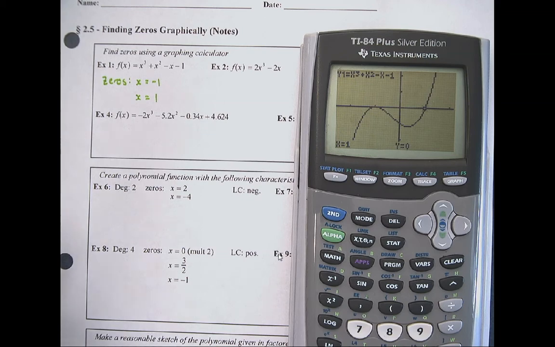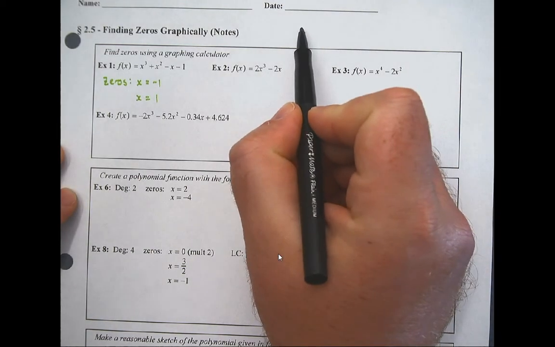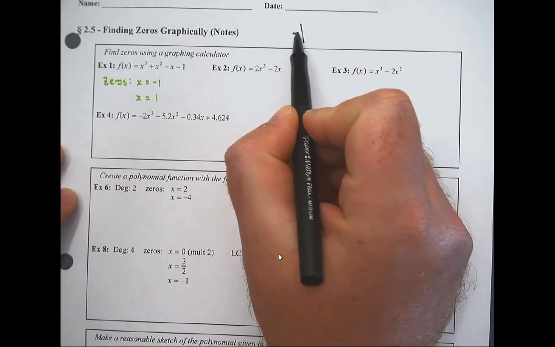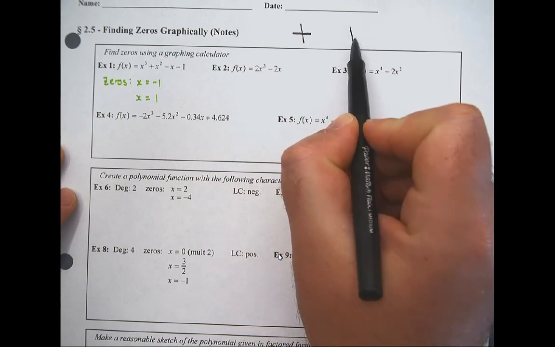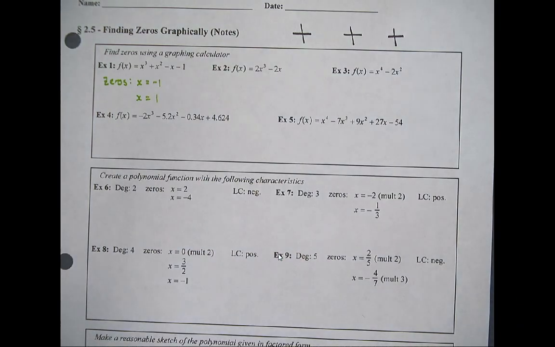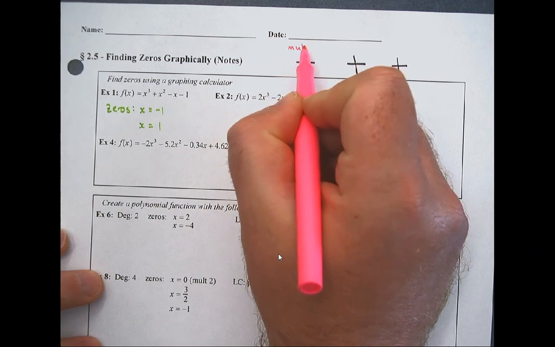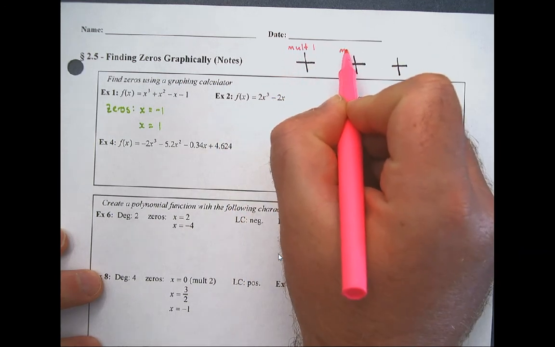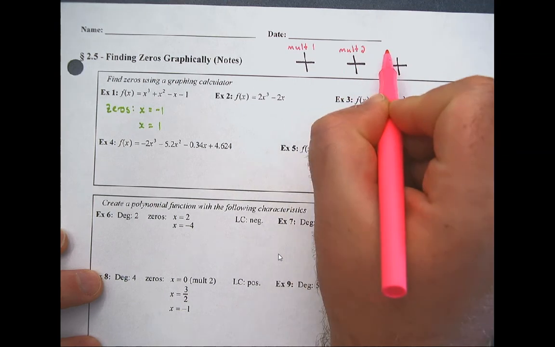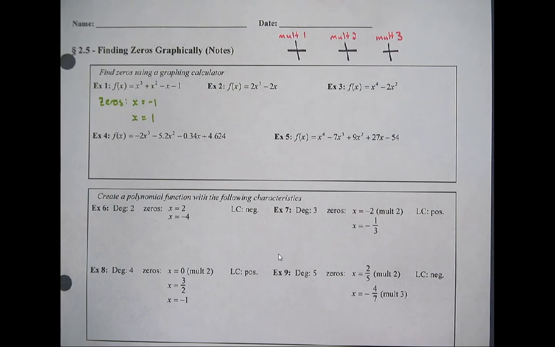Graphically, it looks like there's 3 scenarios that we're going to have. There's mult 1, mult 2, mult 3. It's not that you can't have other mults, but we're only going to do mult 1, mult 2, and mult 3 in this class. So let's make a sketch of each one of the multiplicities. Mult 1, mult 2, and mult 3. Like I said, you could go further, but we're only going to go through these.